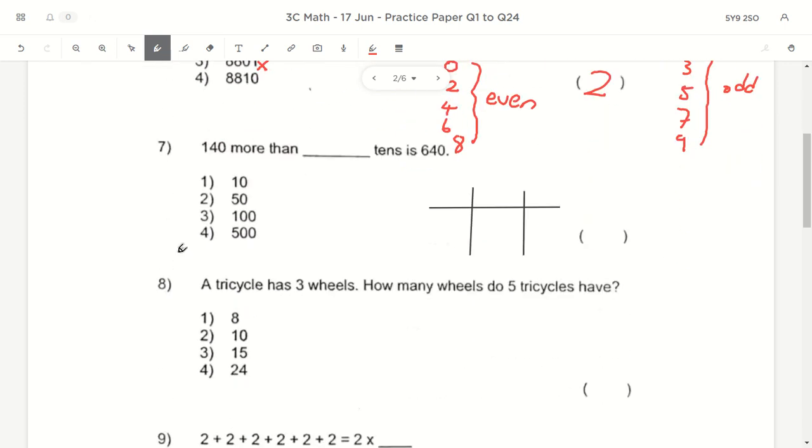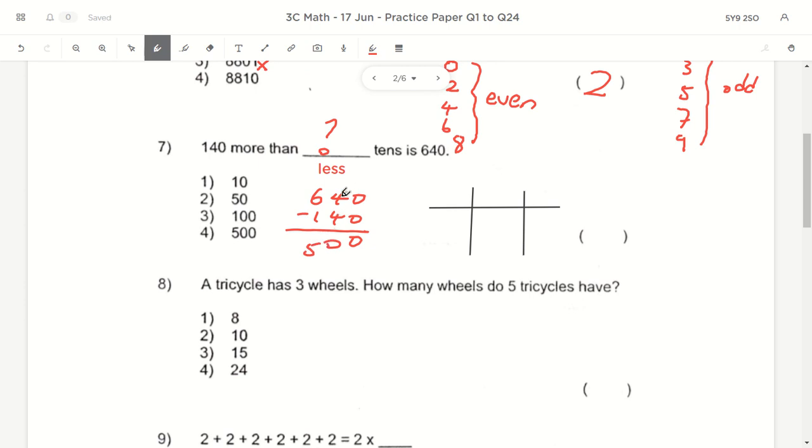Alright, next one: 140 more than this question mark. This question mark is something tens, it is 640. So something more than this number is 640. I know surely this must be less, because this quantity plus 140 gives you 640. So in order to find this quantity, I will use 640 minus 140, which is 500.